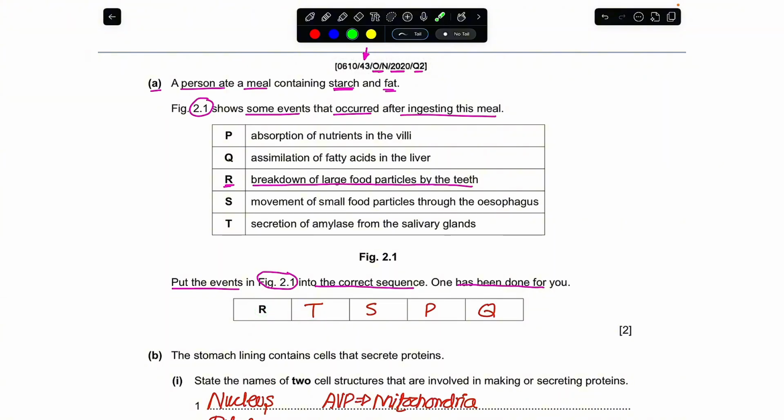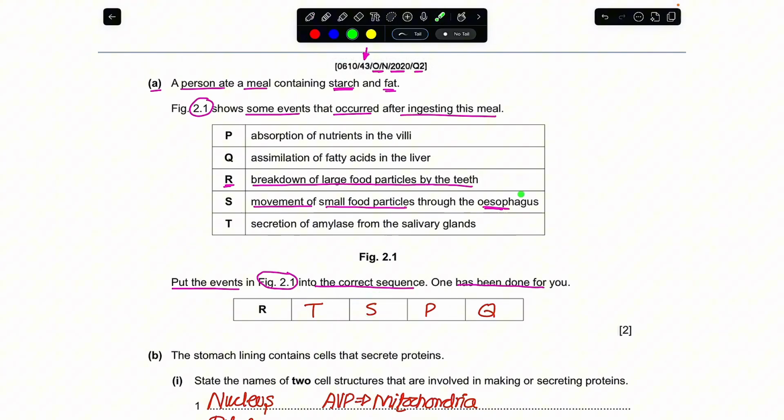In the mouth, the food becomes a spherical ball-like structure, that is a bolus, and now we move it to the other part of the alimentary canal. The next point we have here is S, the movement of the small food particles through the esophagus. So this would come after the T. So the S would come here.